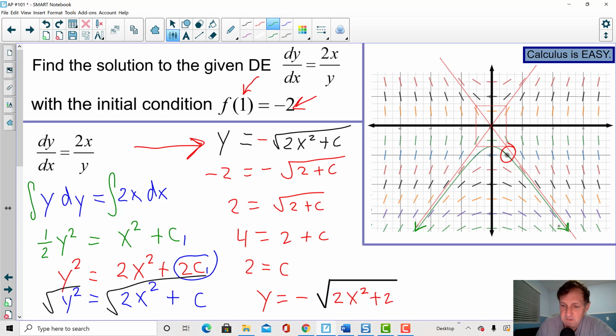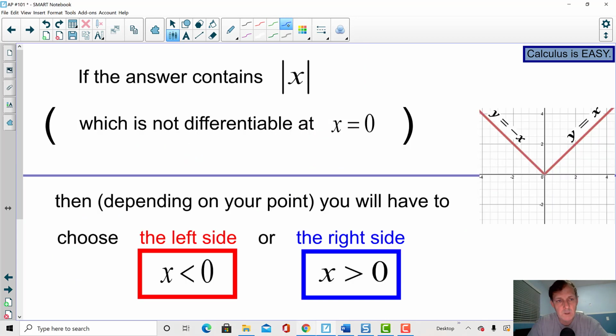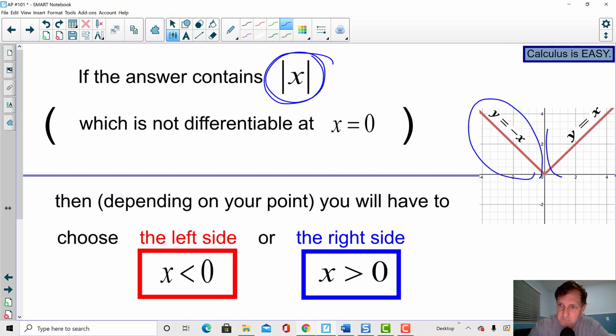All right, let's go ahead and look at our next example. Our next example is going to contain an absolute value of x. Now remember, for a particular solution, we must get a continuous differentiable function. And you can see absolute value of x is not differentiable when x is 0. So because we're getting absolute value of x as part of our answer, we're going to have to choose either the left side or the right side. So it just depends on where your point is.